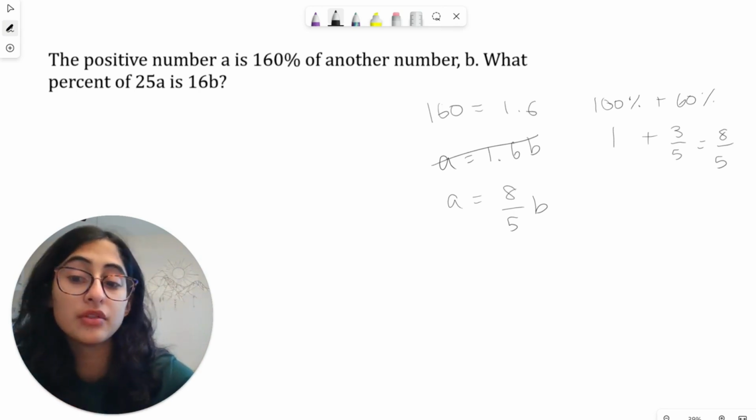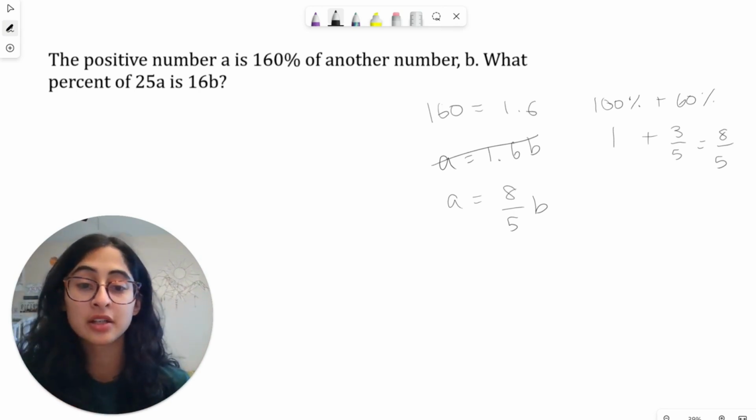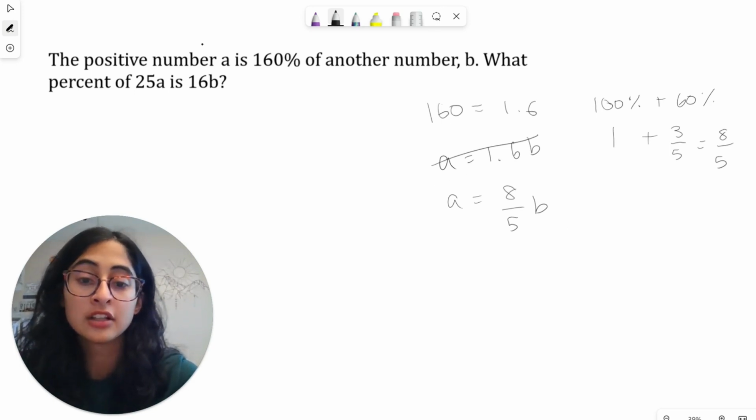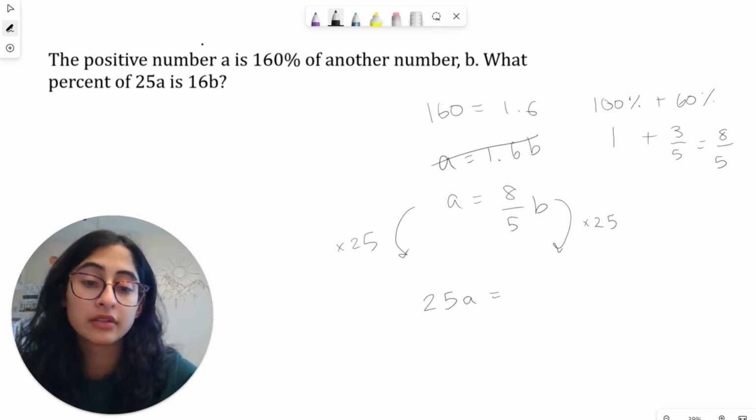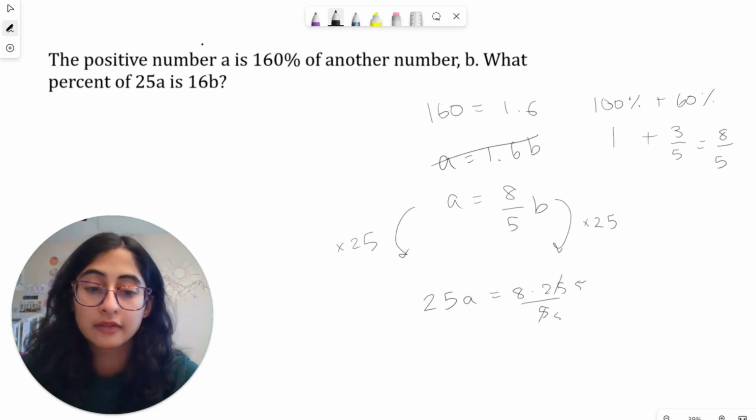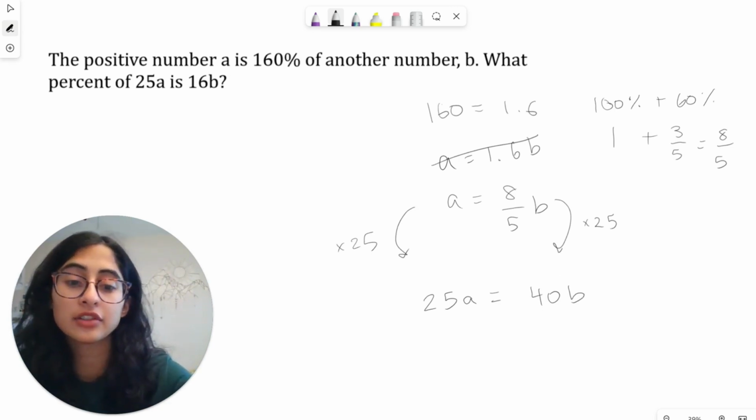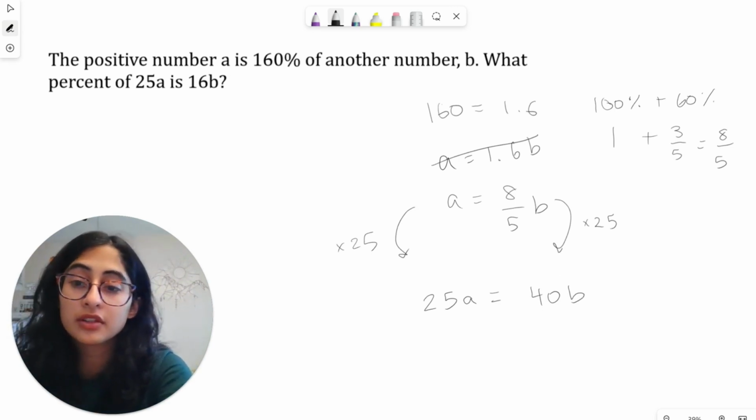But what we do notice is that we can easily put a in terms of b with this expression right here. We're looking for 25a, right? So why don't we just multiply both sides of this equation by 25. It works out because on the left side we get 25a, and on the right side, 8 times 25 over 5, the 5s on the top and bottom cancel out, so we're left with 40b on this side.